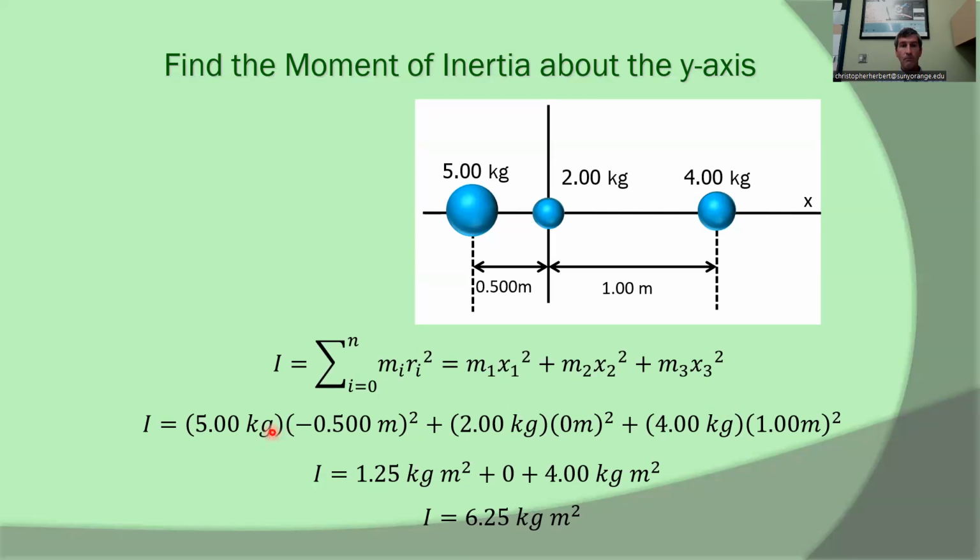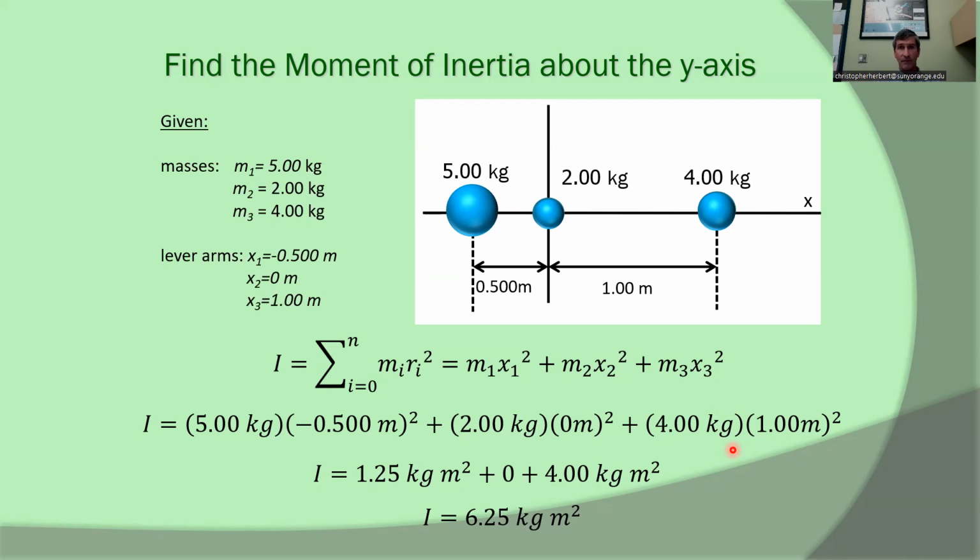So the total moment of inertia for this is the moment of inertia of each object, which is 1.25 for this. It's 0 for the center one because r is 0. And it is 4 for this one, gives me a moment of inertia of 4.25 kilograms meters squared. I want to say meters per second, but it's meters squared. Again, given the 3 different masses at 3 different locations, I get a contribution from each.